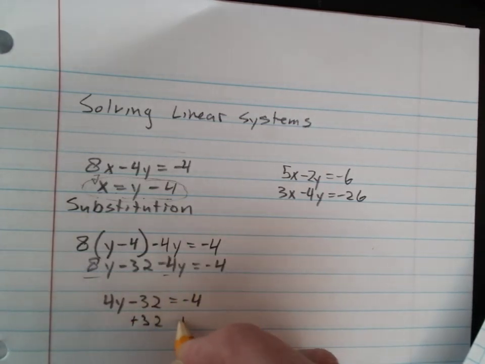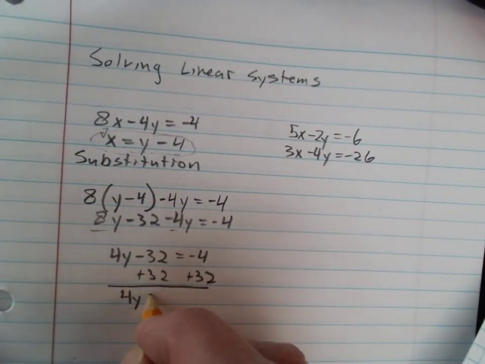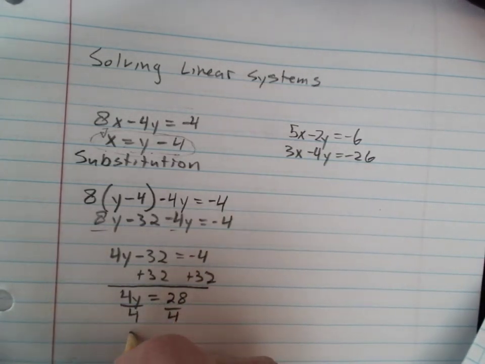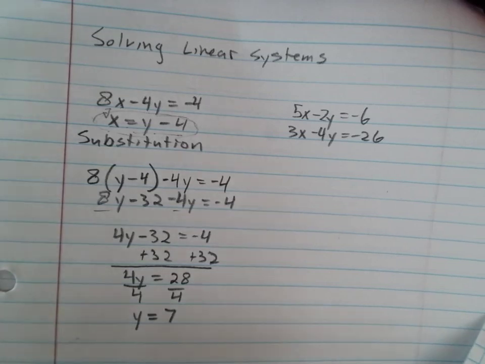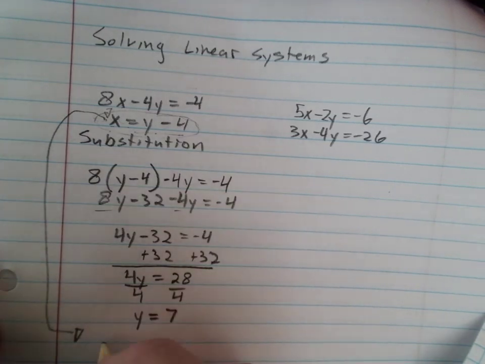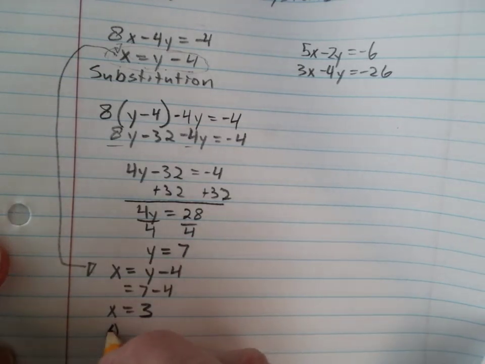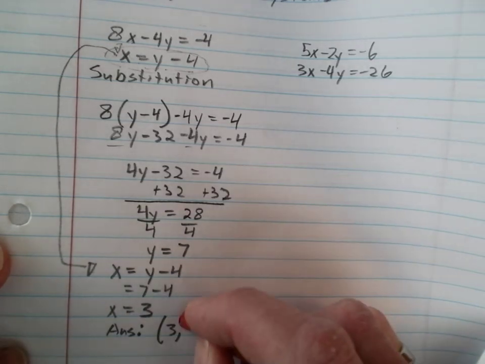I add the 32 to further combine terms, which leaves me with 4y being equal to 28. Divide by the 4. I now know that y is going to be equal to 7. Now that I've established what y equals, I just bring this guy back down. Since I know x is going to be equal to y minus 4, well then x is going to be equal to 7 minus 4, x is going to be equal to 3, so that my solution, where do these two lines connect? It's going to be at 3, oops, not negative 7, but 3, 7.